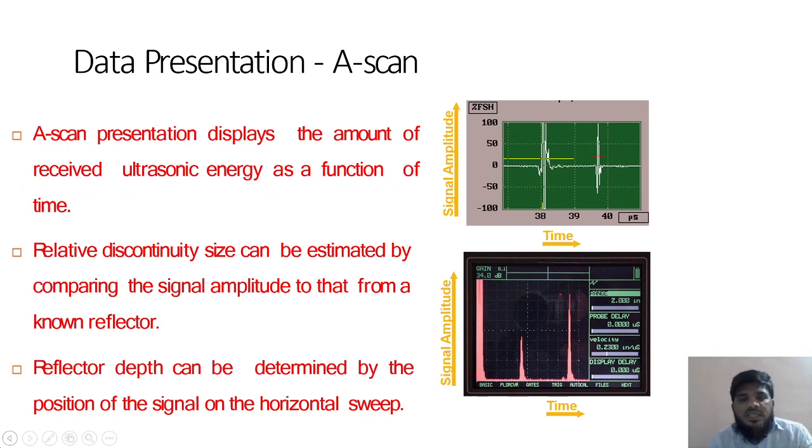So A scan is with respect to time. A scan presentation displays the amount of received ultrasonic energy as a function of time. For a particular amount of time, how much energy has been received. So the relative discontinuity size can be estimated by comparing the signal amplitude to that of the reflector. Okay, so how much has been reflected and how much has been received. So this is the initial with respect to time, how much it has to be received, how much has lagged with respect to time. So that can be studied. The reflector depth can be determined by the position of the signal on a horizontal scale.